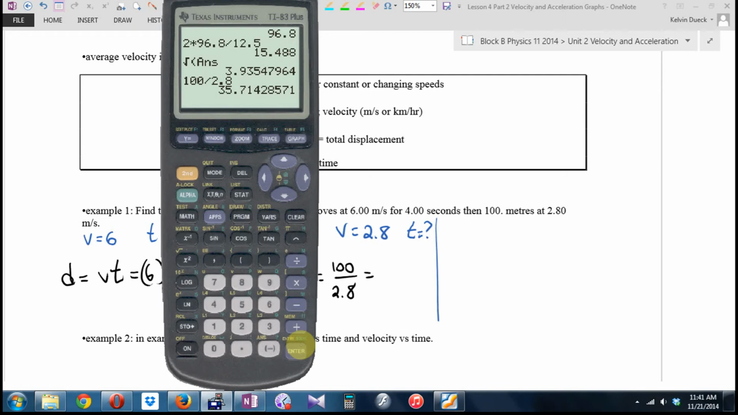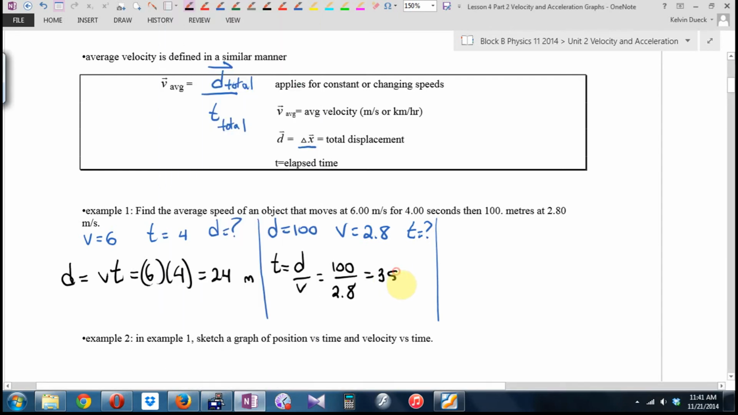What did the question want me to find? Average speed, which is going to be in this third part, but I had to get some information from the 2 mini trips. So I'm going to write 35.71 seconds. Okay. We said average speed is going to be total distance over total time.